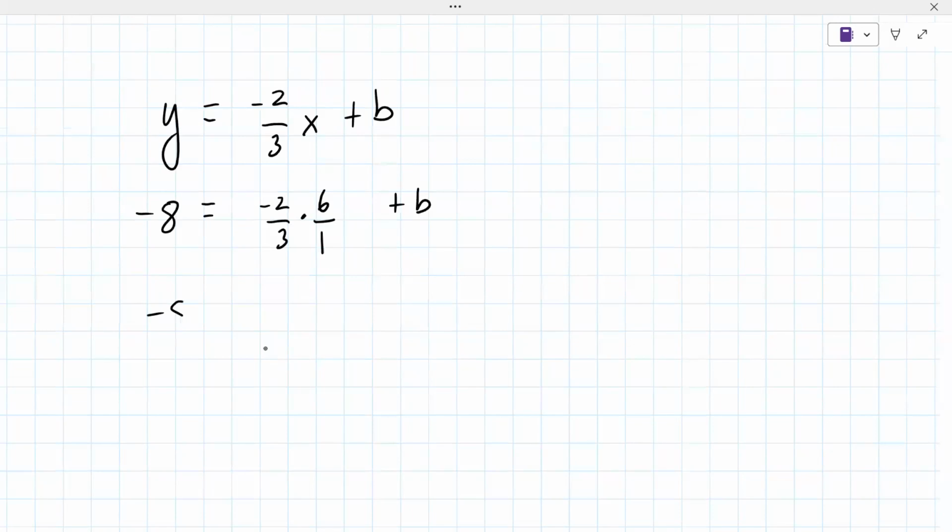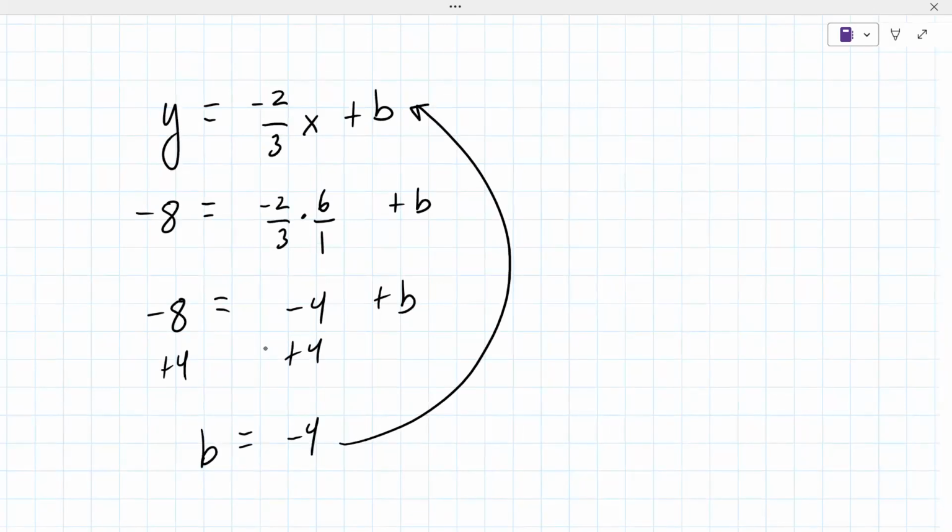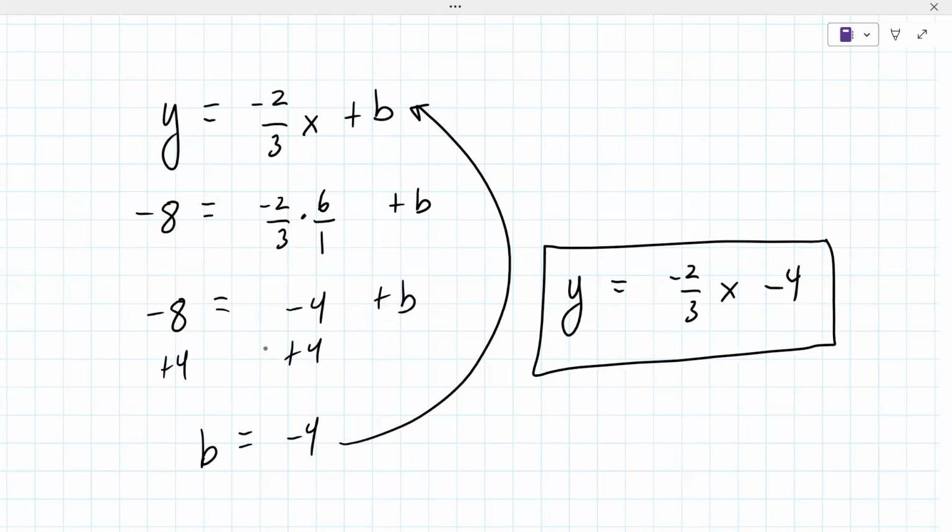So we have -8 equals -4 plus b. Add 4 to both sides. b equals -4, and that goes back in right here. So your final answer is y equals -2/3 x minus 4, like that.